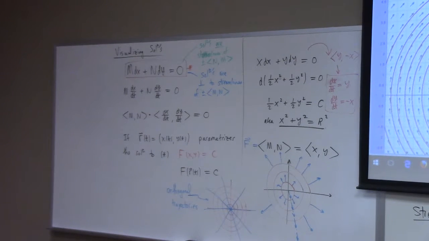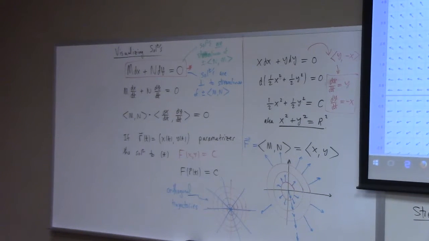See that? What happens if instead of doing y, minus x, I do x, y? What would you expect there? Then we're looking at streamlines to the vector field x, y. These should be lines from the origin because they line up with the vector field x, y. And of course, these will not be solutions to the differential equation. These will be orthogonal trajectories to that differential equation x dx plus y dy. All right?